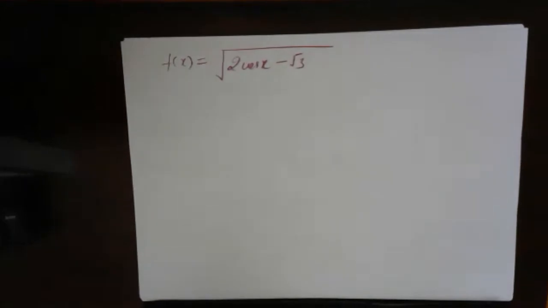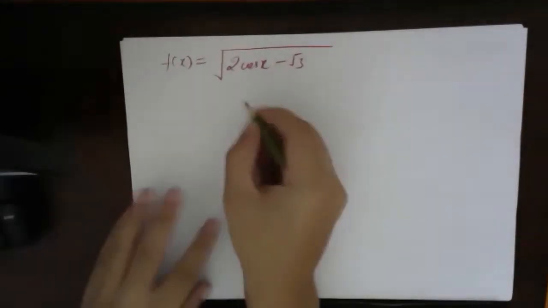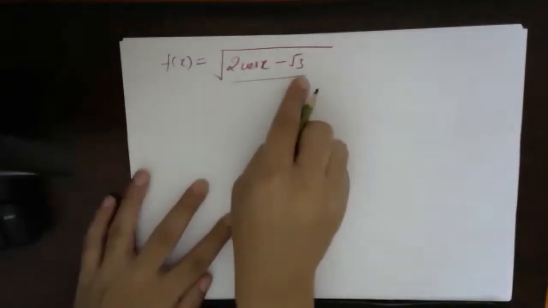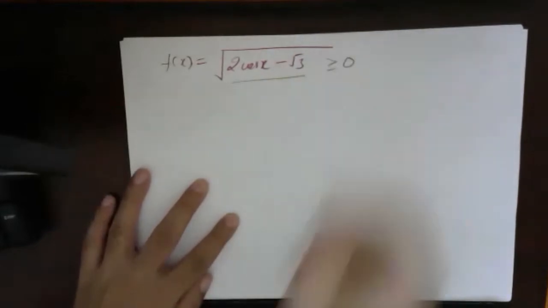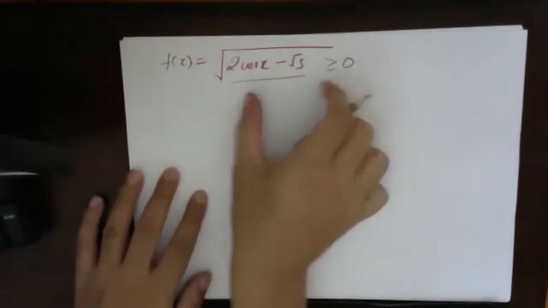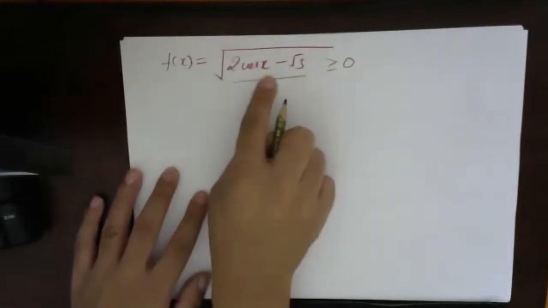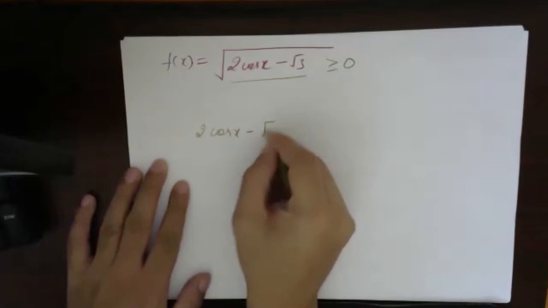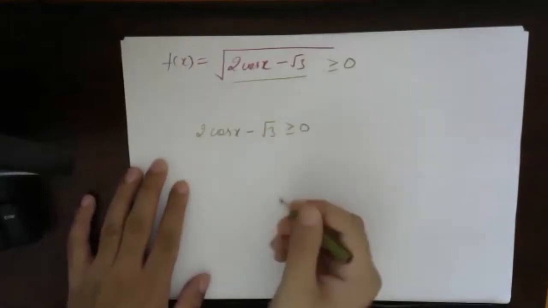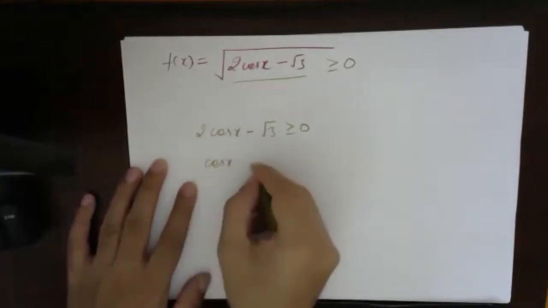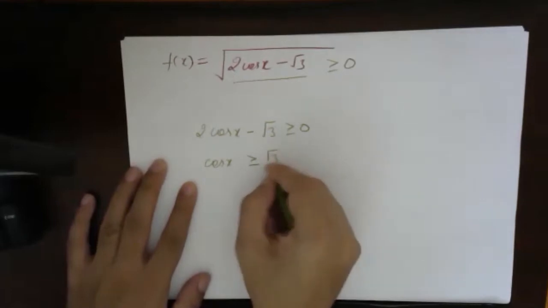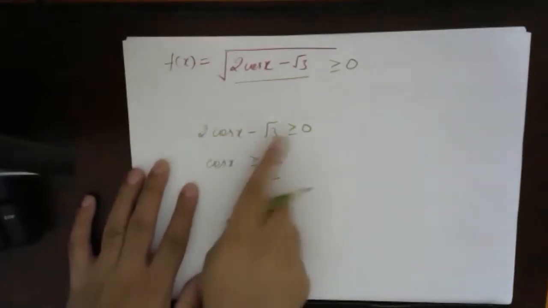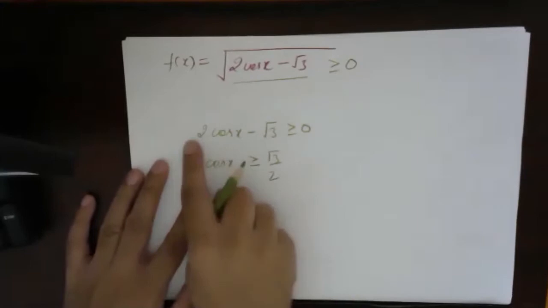So let me solve this one for you. Basically, what is happening is that this thing inside should be greater than or equal to 0, because it is under a root, right? That means 2 cos x minus root 3 should be greater than or equal to 0. That means cos x should be greater than or equal to root 3 by 2. Because these both are constants, I can simply take the other side and divide.